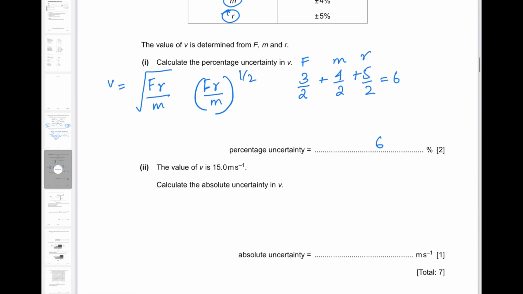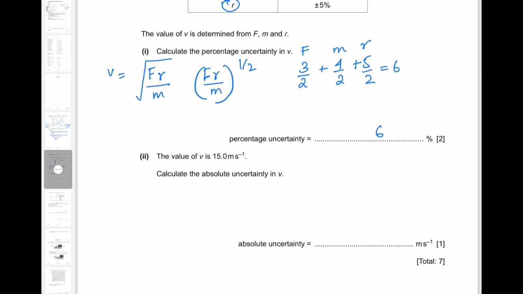The value of v is 15 meters per second. Calculate the absolute uncertainty in speed. So now you'll convert this percentage into an actual value. We do that by multiplying 6 divided by 100 with the actual value of speed, and this will give the uncertainty as 0.9 meters per second.